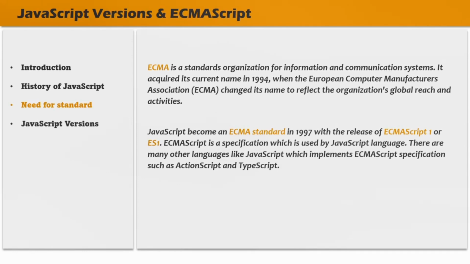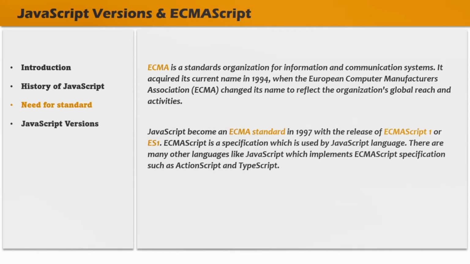So the first official release of JavaScript is called ECMAScript 1 or ES1. And again, ECMAScript is a specification which is used by the JavaScript language. There are many other languages like JavaScript which implement the ECMAScript specification, for example, ActionScript and TypeScript. So ECMAScript is a standard used for the JavaScript language, a specification to which JavaScript conforms.